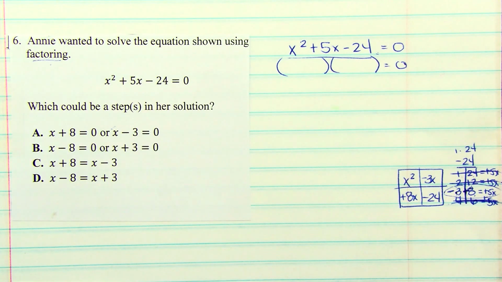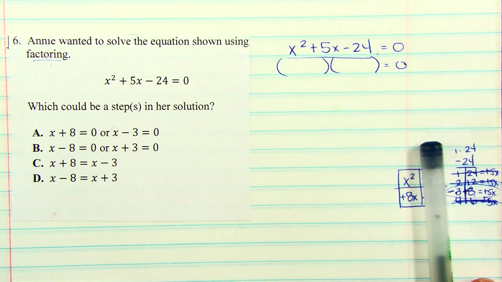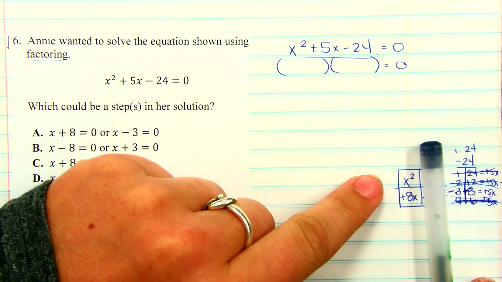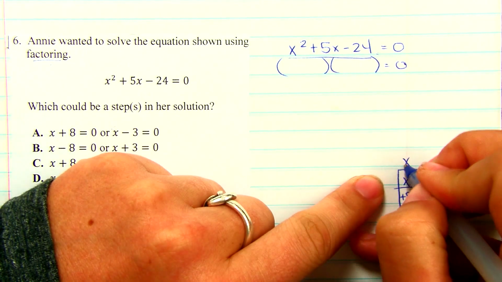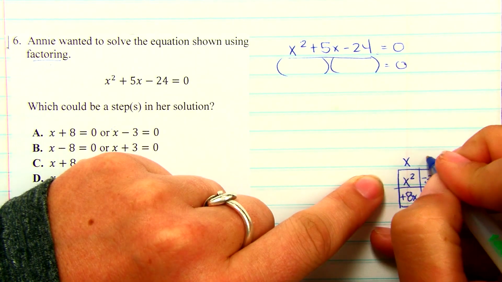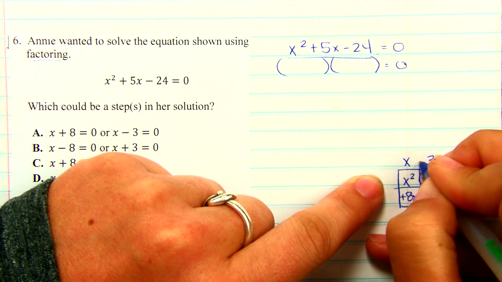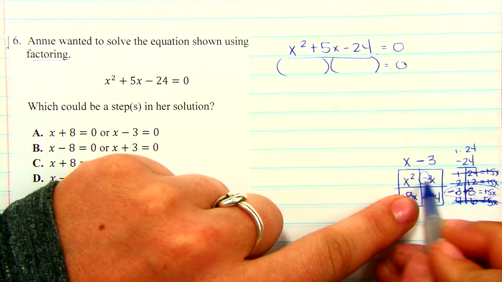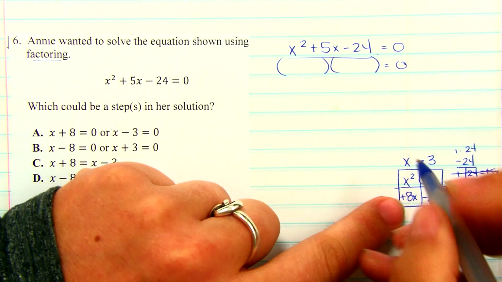Now I'll take out the GCFs. These two boxes share an x. These two boxes are both divisible by 3. I'll take the negative out with it. These two boxes share an x.